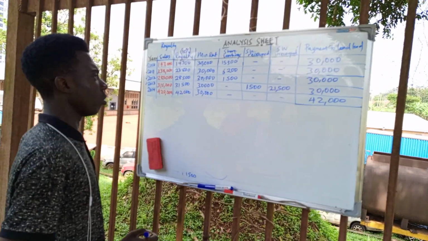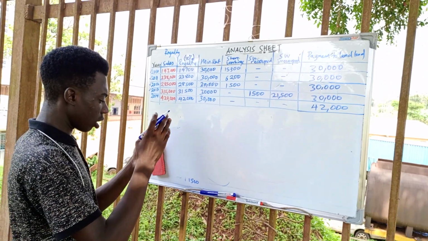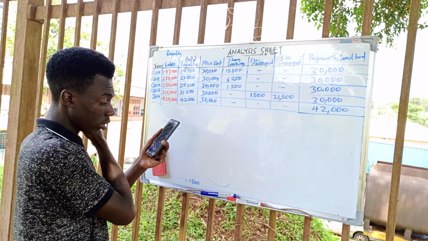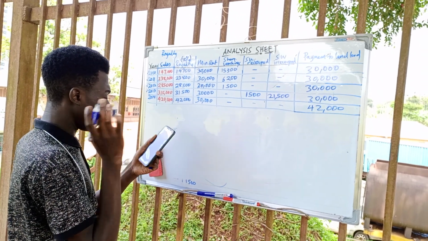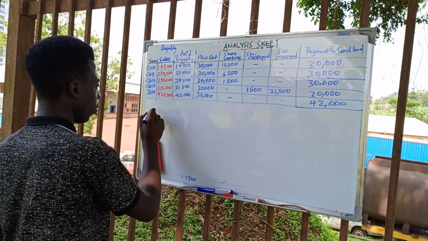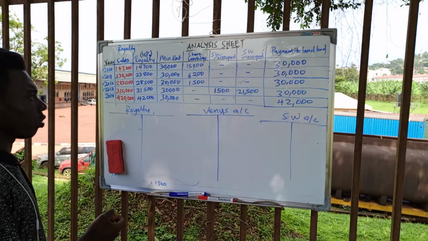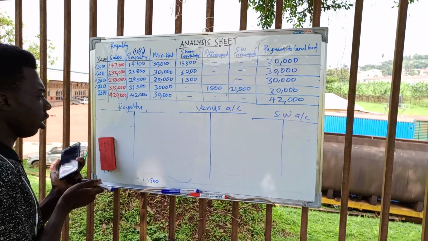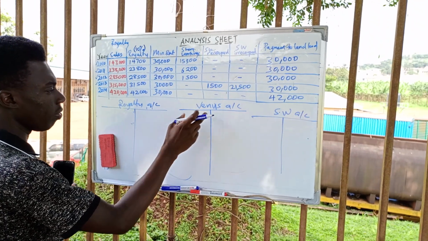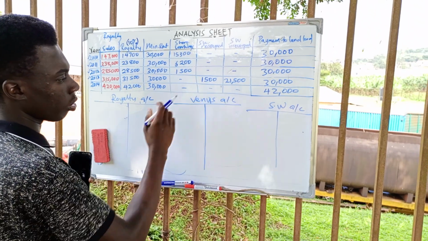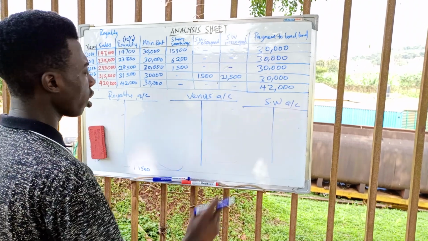So now, when you check the question, you are asked to prepare the short workings account, the royalty account, and the Venus account, which is the landlord. So you can have your short workings somewhere here. Since the question requested us to prepare the royalty account, it is here, royalty account. Then the Venus account, who is our landlord, so this is the same as the landlord's account. Then this is the short workings account.